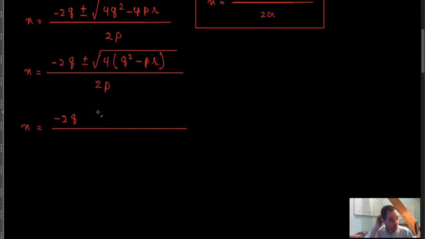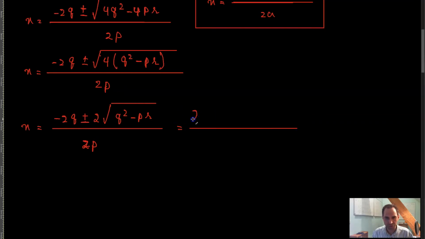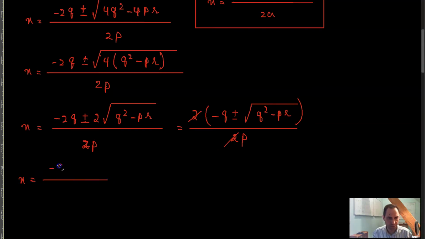What that means is that x is equal to negative 2 times q, plus or minus, take the 4 out, it becomes a 2 times the square root of q squared minus pr, divided by 2p. Then you can take a 2 out from the numerator. You will get 2 times negative q plus or minus the square root of q squared minus pr, divided by 2p. Now the 2 and 2 you can cancel out, and therefore your x is equal to negative q plus or minus the square root of q squared minus pr, divided by p.